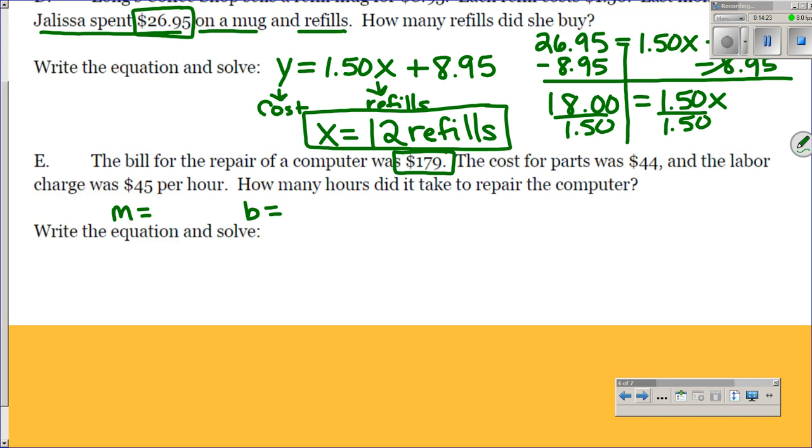You're only going to pay that once. Write the equation, filling those numbers into y equals. You're going to fill in your slope, and then you're going to fill in your y-intercept. Once you have your equation, you will then substitute in the place of y $179 because that was the total bill. And then you can finish solving for x.